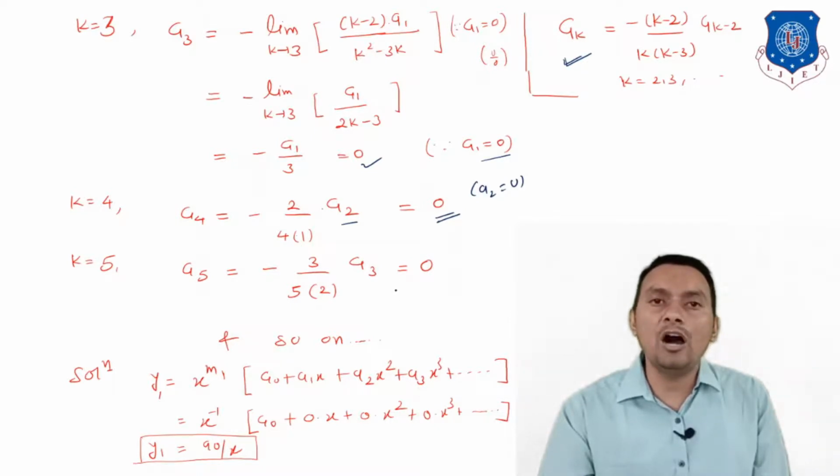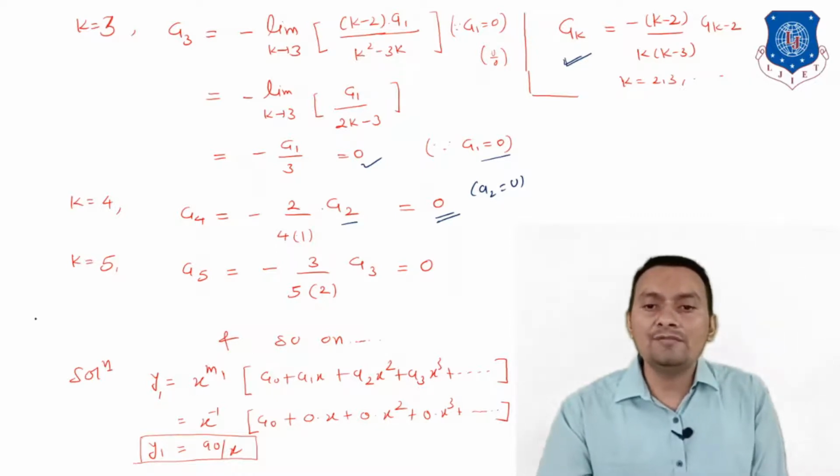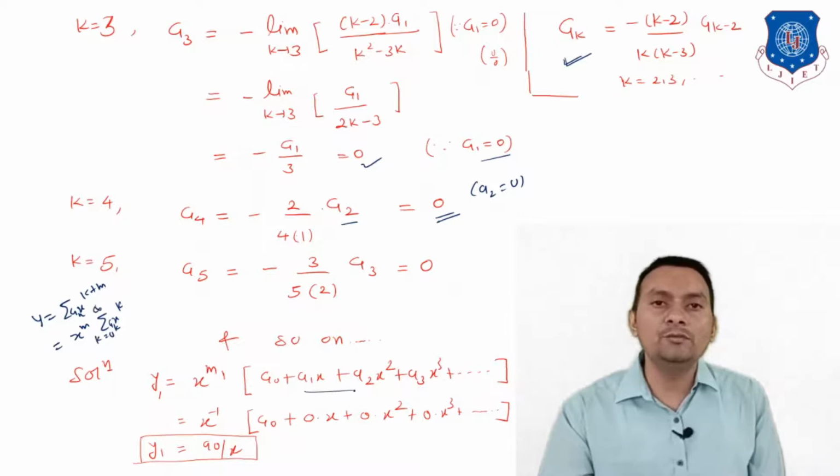That means all the remaining terms will be 0, and therefore the solution y1 can be written as, because we have assumed the solution x raised to k plus m, this can be written as x raised to m summation of a_k x raised to k. Whenever we start with k equal to 0 onwards and expand it, we take the particular case m equal to m1, that is minus 1, and after putting all these constants, we will have a0 divided by x, and that is our first solution. Now the target is to determine the other solution.